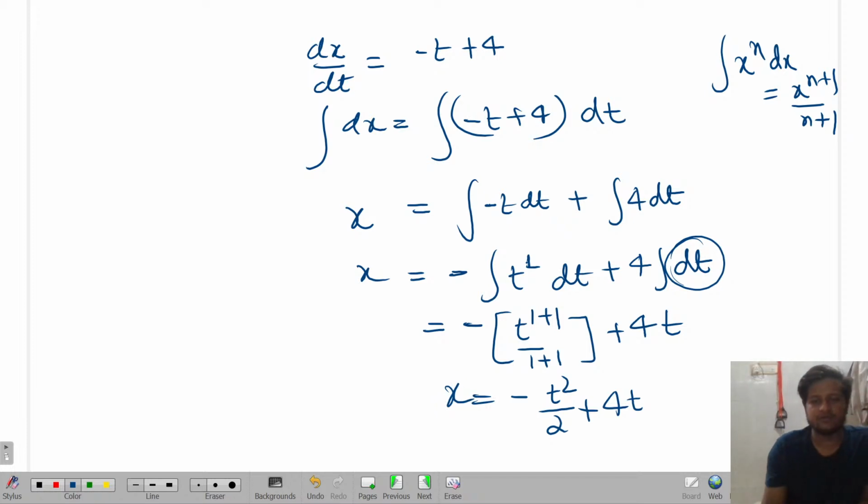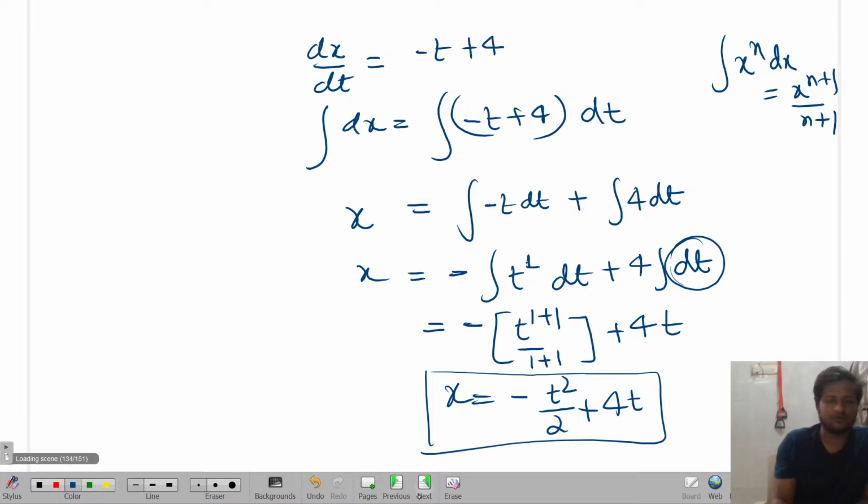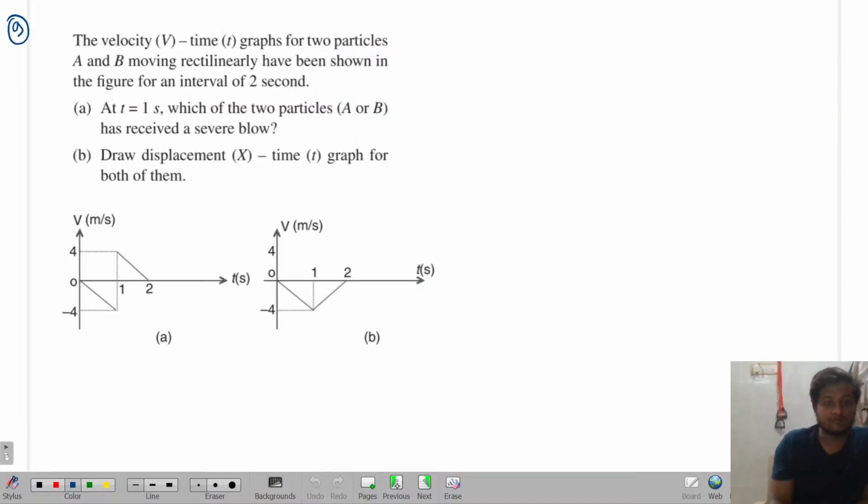Are you able to get me or not, everyone? Is it okay or not? Radha, Prashant, Ji, Amar, Asparsa, Yasmin, yes or no? Darshan, okay or not? So first you got your displacement-time equation, which is equal to minus t square by 2 plus 4t.